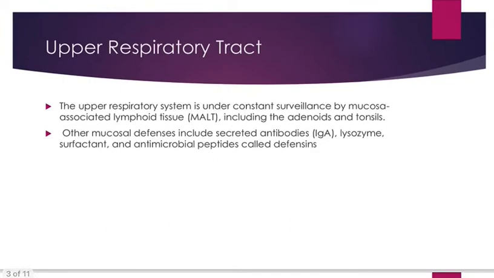The upper respiratory tract is under constant surveillance by the mucosa-associated lymphoid tissues, which is normally called MALT, including the adenoids and tonsils. The other defense mechanisms include secretory antibodies, lysozymes, surfactant, and antimicrobial peptides called defensins.